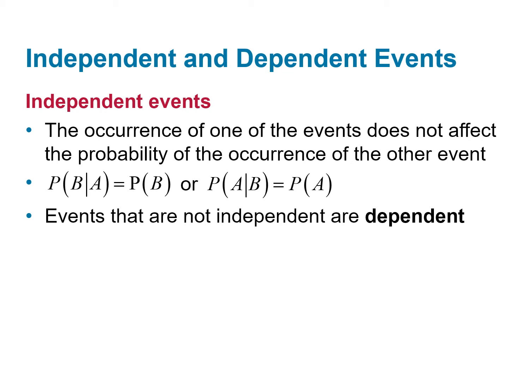Now, events that are not independent, that don't follow this rule, are called dependent. Okay? So if the probability of B given A is not the same as just the probability of B, then they would be dependent. Let's look at some examples.